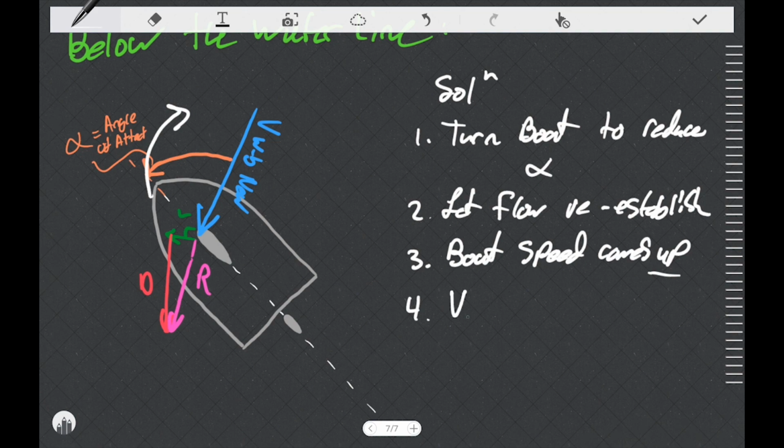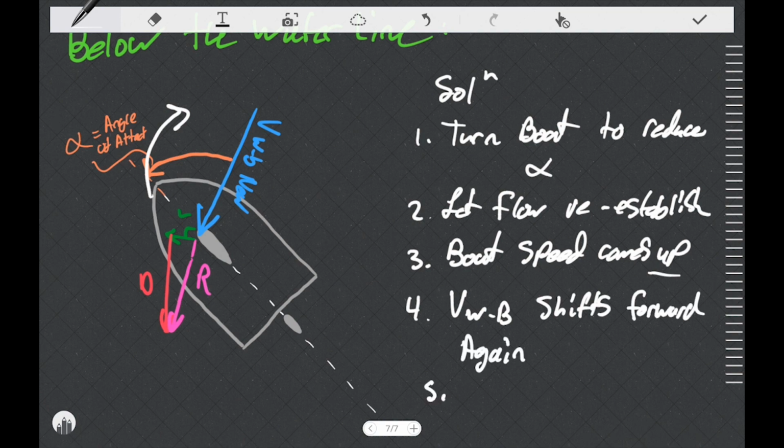Fourth, as the boat speed comes up, VWB is going to shift forward again, closer to where it was originally. The last thing that we can do is turn the boat back in the direction that it was heading before, now that it's come up to speed, and hopefully we'll be able to sail without stalled foils.